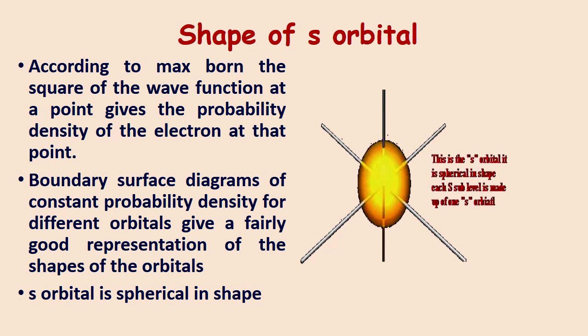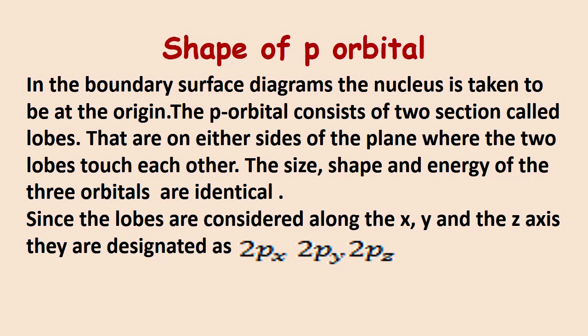Shape of s orbital. According to Max Born, the square of the wave function at a point gives the probability density of the electron at that point. Boundary surface diagrams of constant probability density for different orbitals give a fairly good representation of the shapes of the orbitals. So for orbitals we use boundary surface diagrams. In a boundary surface diagram, the nucleus is taken to be at the origin.